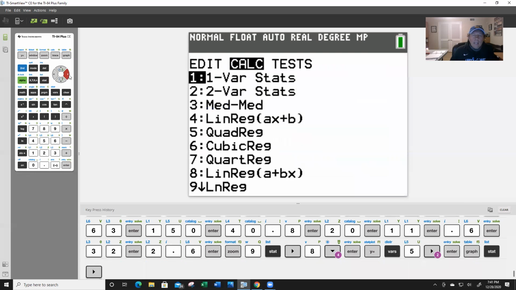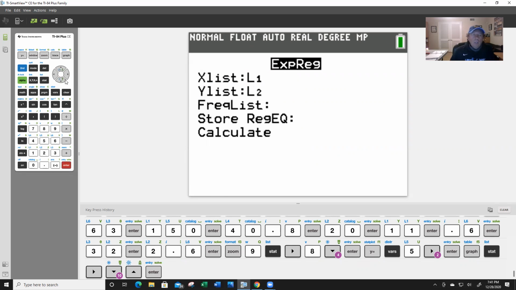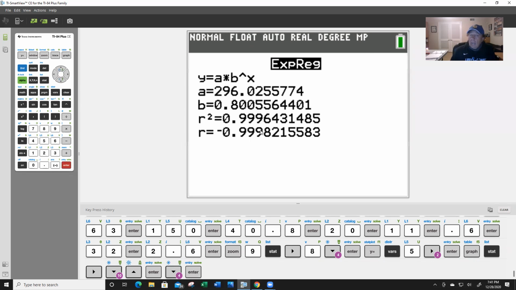So stat, calc, and let's go over to exponential, all right? Okay, exponential, L1, L2. Now we got action here. This is 0.999. That's pretty good. It's pretty solid. It does look like an exponential decay function, just what I pointed out at the top of your notes. It really does look like that.